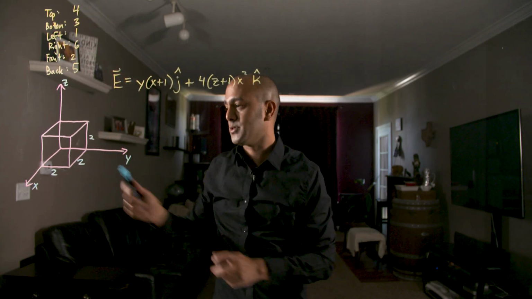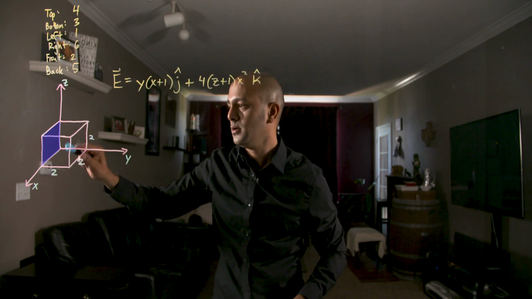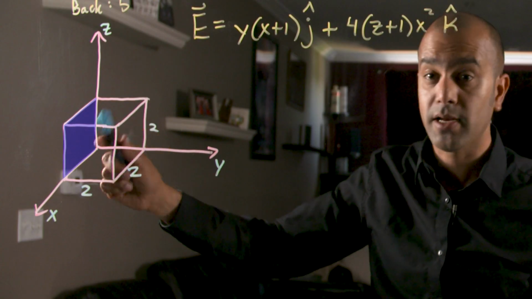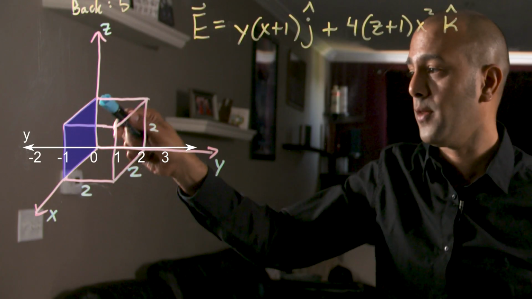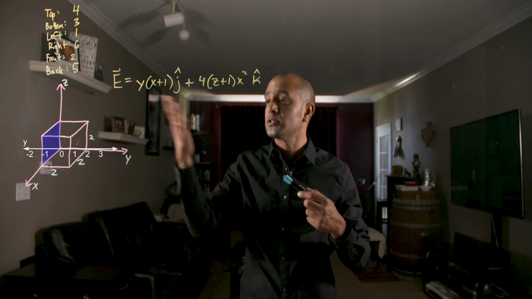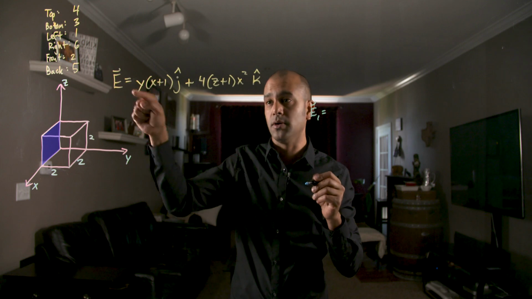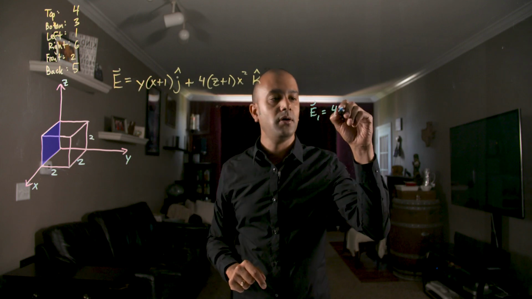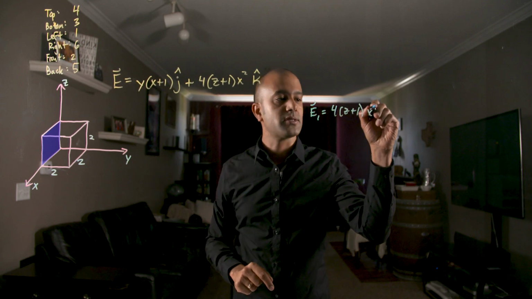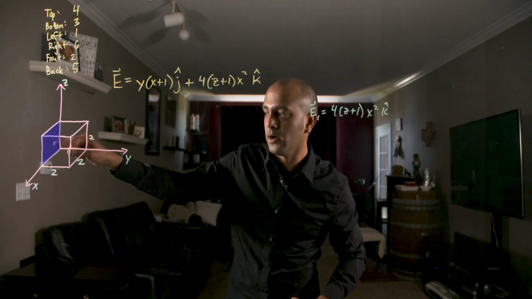Surface 1 is on the left, so that's this surface over here. And you see that surface extends in the z direction, and it extends in the x direction. It doesn't extend in the y direction. In fact, everywhere on that surface, the y value is 0. So let me write down this expression, keeping that in mind. Well, the y value is 0, so that term goes away. This will just be 4z plus 1 x squared k. I can't plug in any numbers for z and x because they vary along that surface.